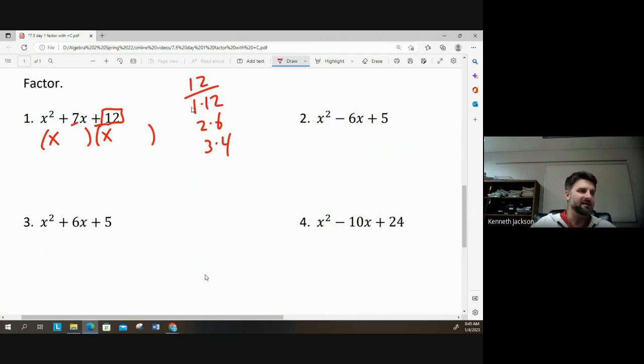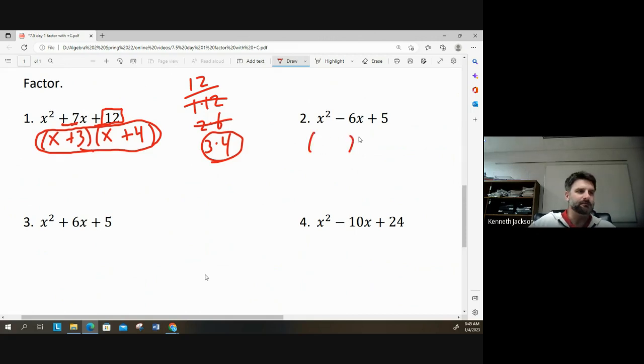Well, that doesn't add to 7. That doesn't add to 7. It's 3 and 4. And that has to be a positive 3 and a positive 4 because it must add to a positive 7. So numbers that multiply to 12, 3 times 4, and add to 7, 3 plus 4. So this is the factored form of the trinomial. We've pulled the quadratic and made it into its two linear pieces.